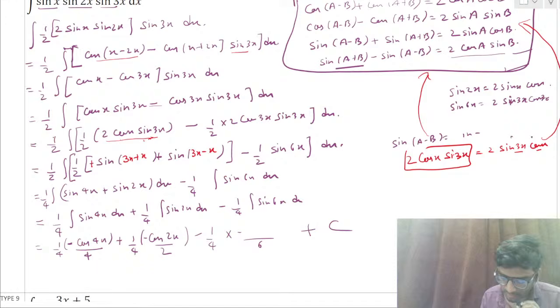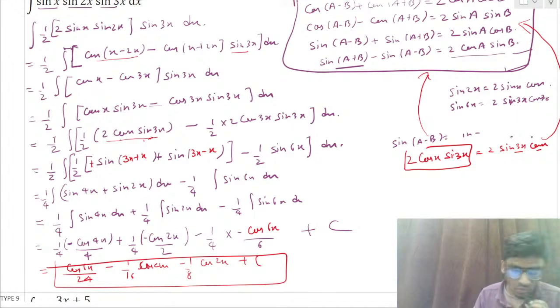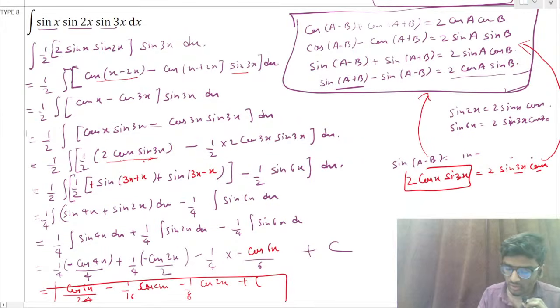So this integral, sine 6x becomes minus cos of 6x upon 24 minus 1 upon 16 cos 4x minus 1 upon 8 cos of 2x plus c. This is the required answer. I hope this type of integral is clear. Whenever you encounter this integral, try to write it as a sum or difference of trigonometric ratios, either cos term or sine term.